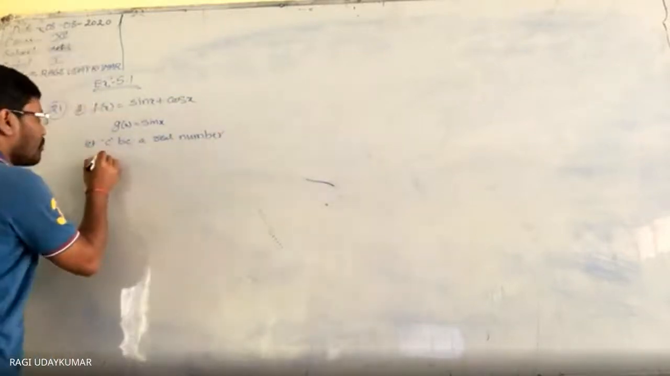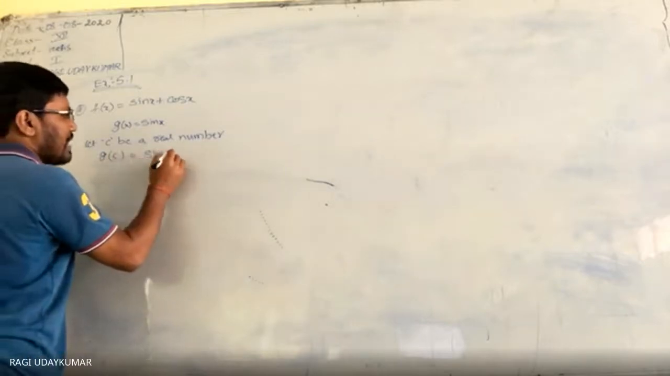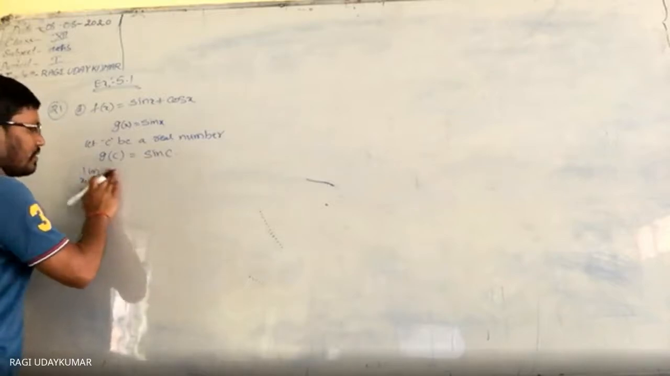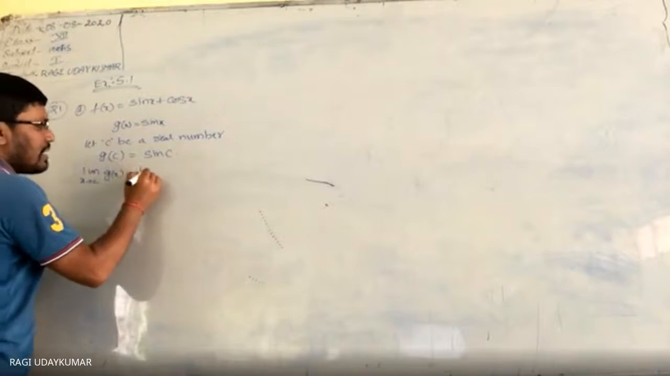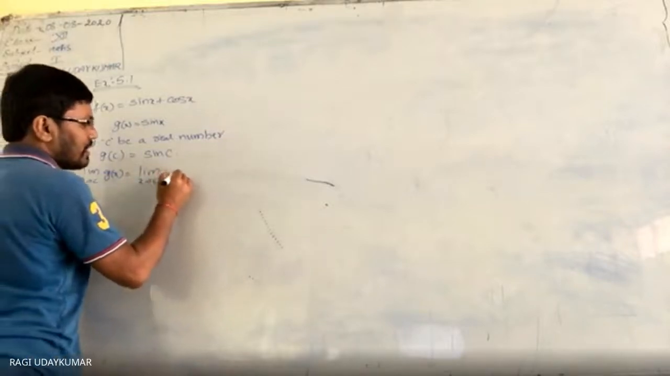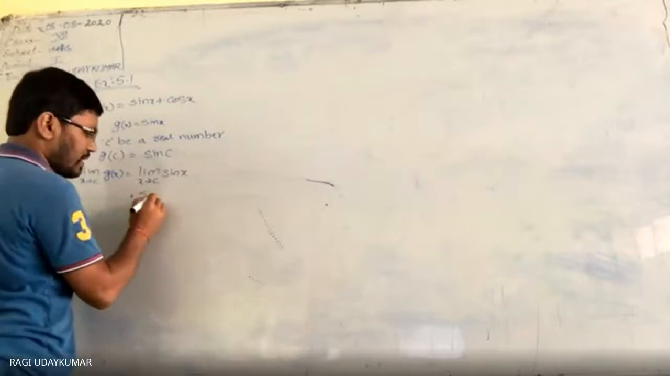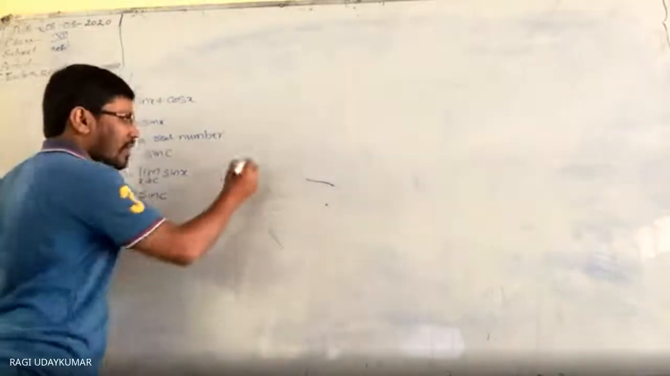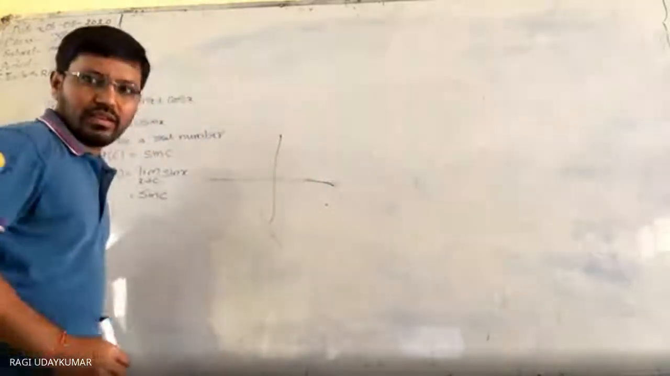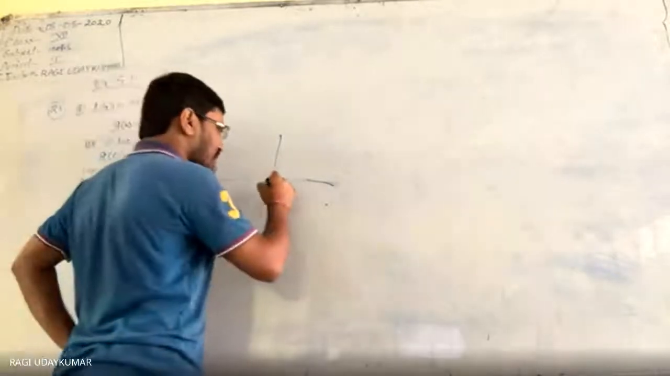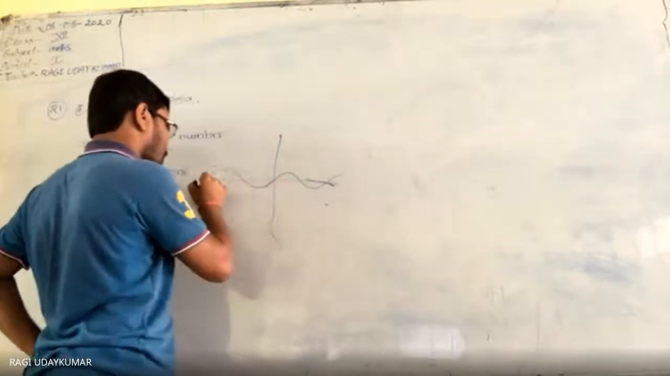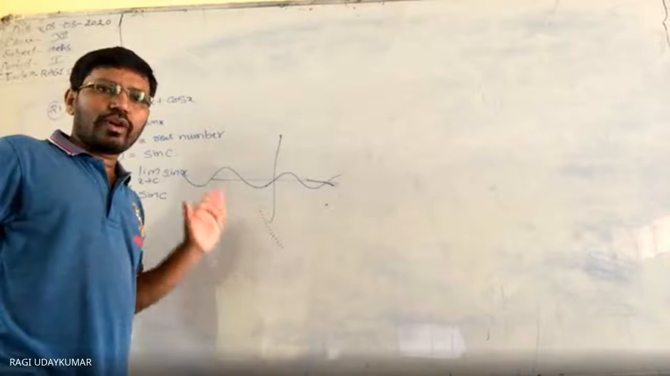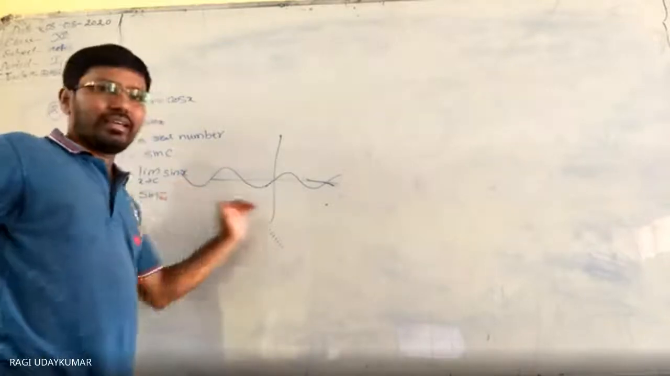Then g of c is equal to sin c, and the limit as x tends to c of g of x is equal to the limit as x tends to c of sin x, which is equal to sin c. C is any real number, and moreover, if you see the graph of the sine function, it is continuous everywhere.